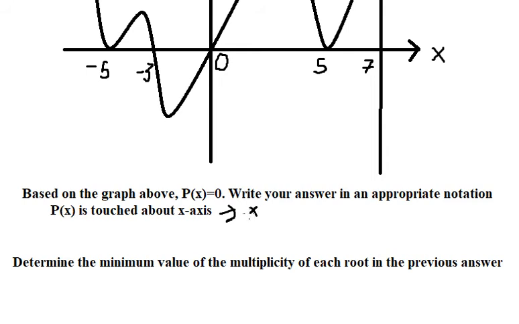That should be x equals negative 5, negative 3, 0, 5, and 7. And we put the brackets in here. And this is the answer for the question.